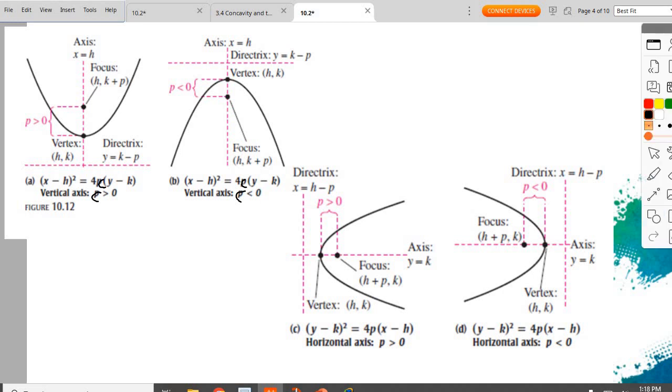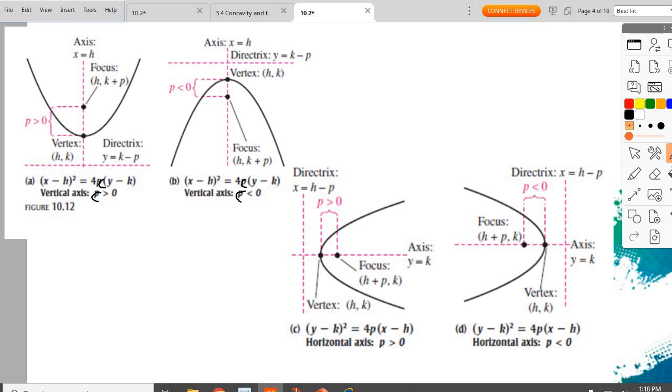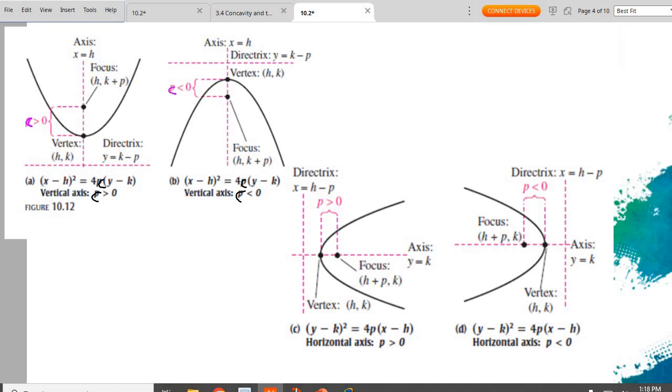Okay, notice that that c value is going to be the distance from your vertex to your directrix, as well as your vertex to your focus. So C is always the distance between those two things, which is why then to find your focus or your directrix, we add or subtract C if you have your vertex.